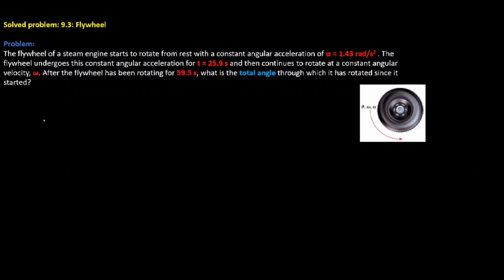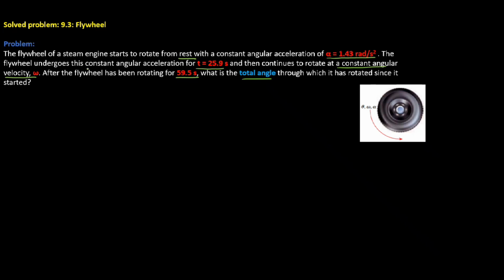In this video, we are going to discuss solve problem 9.3. The problem says the flywheel of a steam engine starts to rotate from rest with a constant angular acceleration of alpha equals 1.43 radian per second squared. The flywheel undergoes this constant acceleration for t equals 25.9 seconds and then continues to rotate at constant angular velocity omega. After the flywheel has been rotating for 59.5 seconds, what is the total angle through which it has rotated since it started?